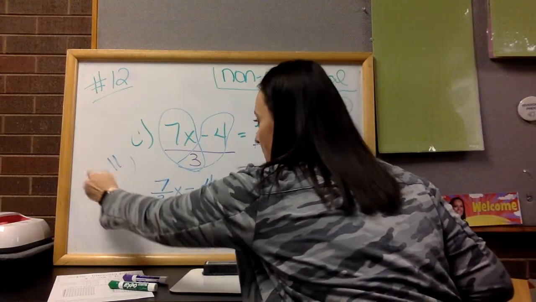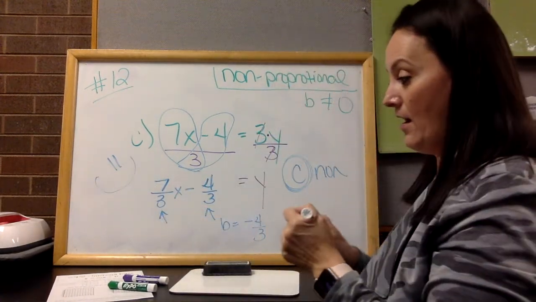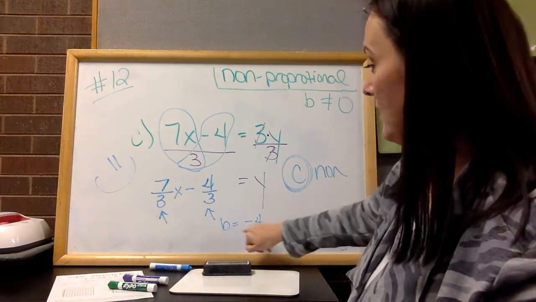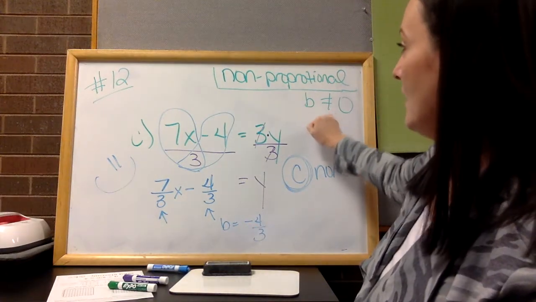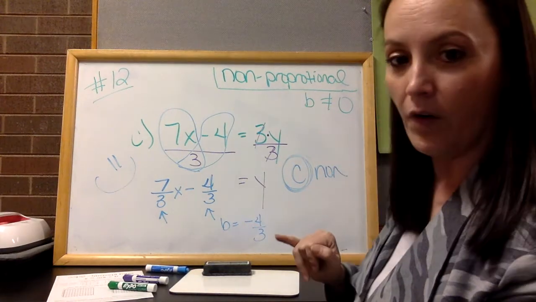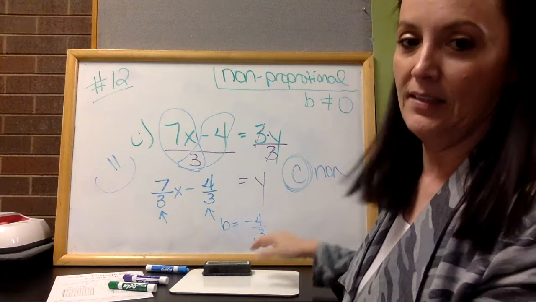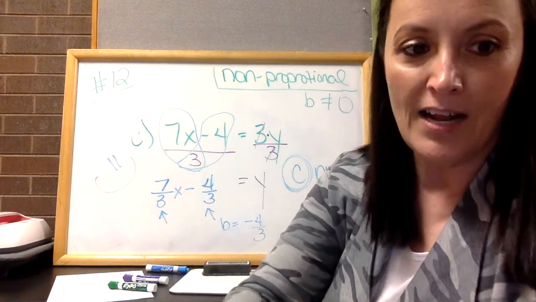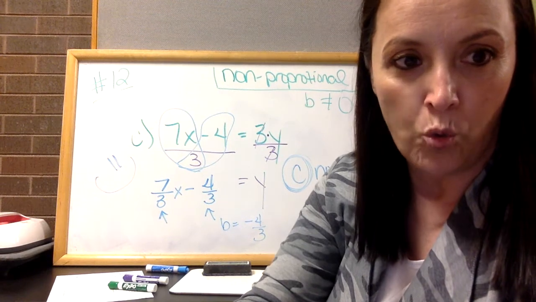This is the happy one because I have a value for b. Since there is a y-intercept, and it does not equal 0, it equals negative 4 over 3, I got something that's non-proportional. So you guys should have answered C for number 12.